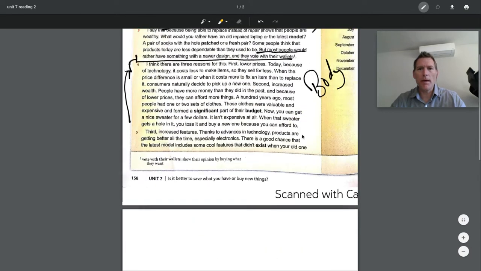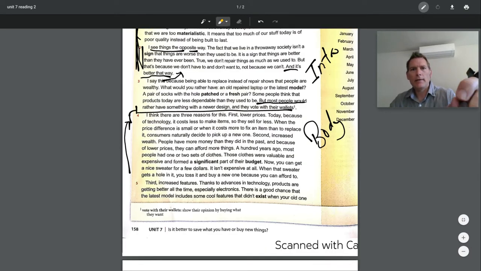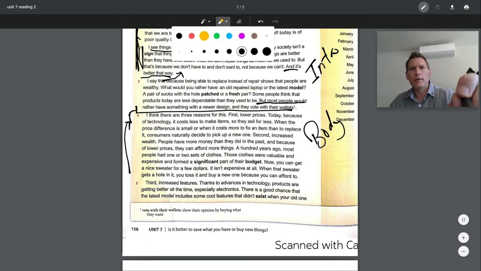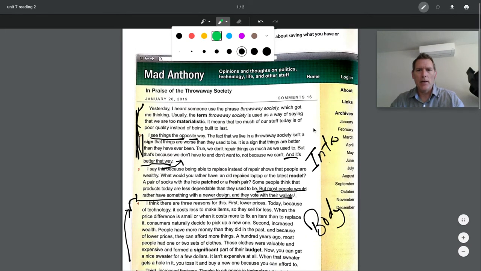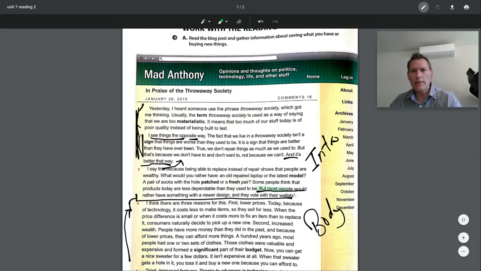So now I'm going to go back and I'll color in the thesis and body sentences. So in order to get my thesis, I had to really have a good understanding of the reading. I couldn't just read the intro and think, oh, first paragraph, last sentence, that's the thesis. So I already showed you where the thesis is.